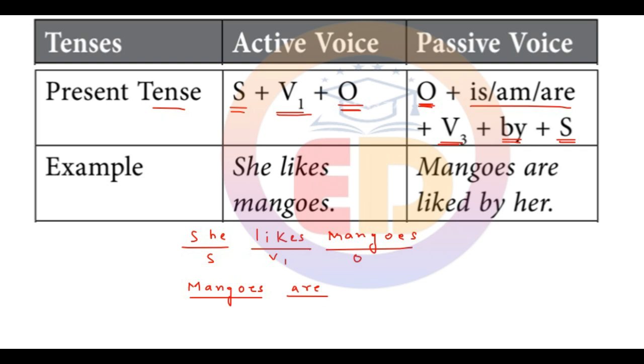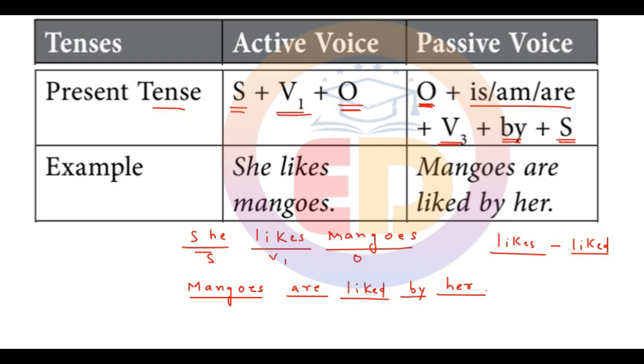Now comes the verb, which will be taken in the past participle form. The past participle form of verb likes is liked. So likes will become liked. Add the preposition by, and then the pronoun she, which is the subject now, in the object form will be converted to her. Passive voice will be mangoes are liked by her.